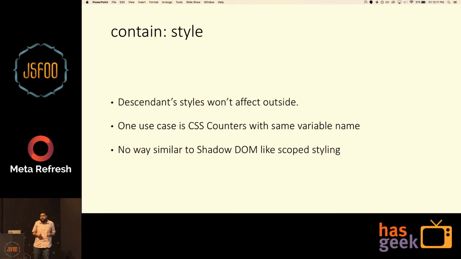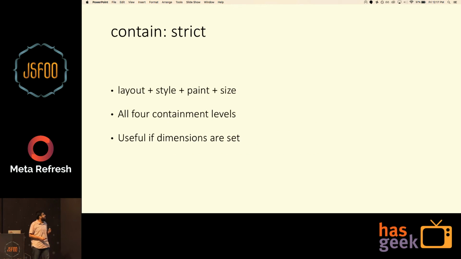Contain: size. With contain: size, you tell the browser that my element size is defined and its size won't change. So if my descendant grows big, it has a lot of text, my element size will not be affected by that. But if you don't define your element size, it will be rendered 0 by 0. So make sure that you've defined your size if you're using contain: size. It's not much of a performance gain, but okay.